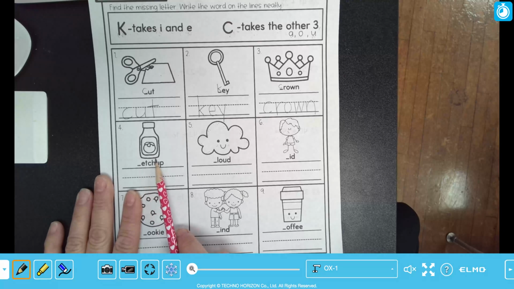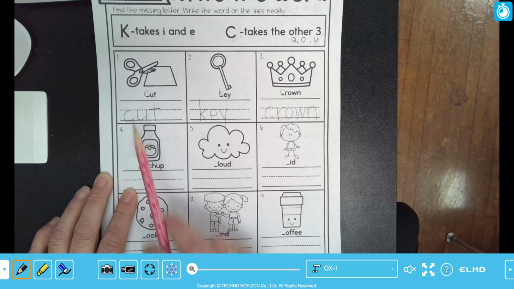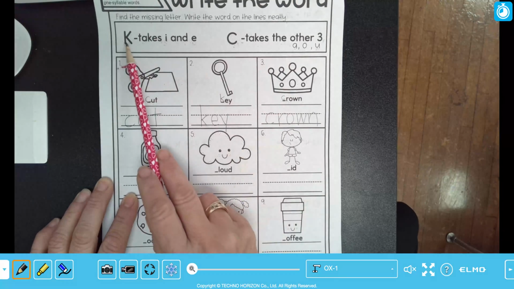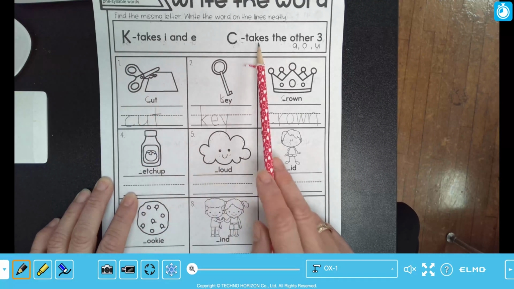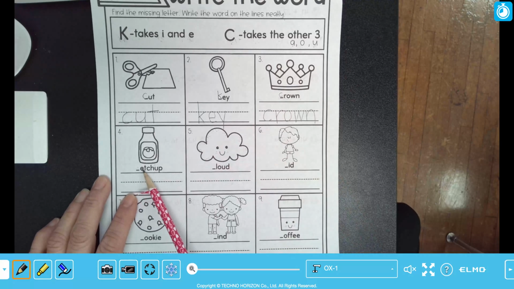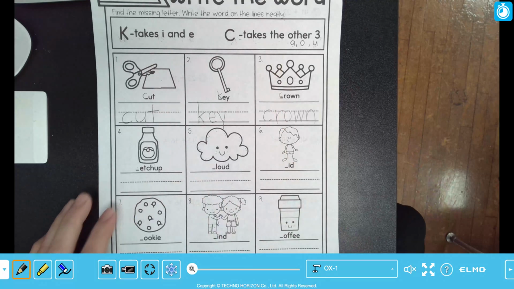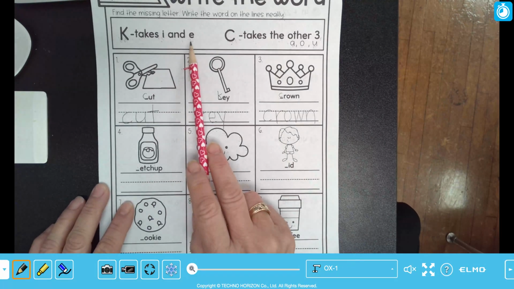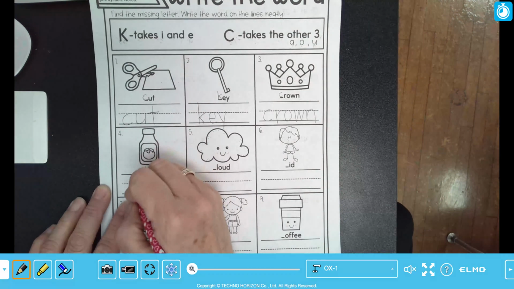This is ketchup. Can you say ketchup? Ketchup begins with a K, but let's figure out which one it begins with. Say K takes I and E. C takes the other three. Okay, so K, eh. It's followed by an eh. So should it start with a K or should it start with a C? Yeah, it starts with a K because K takes I and E. So let's put K here.